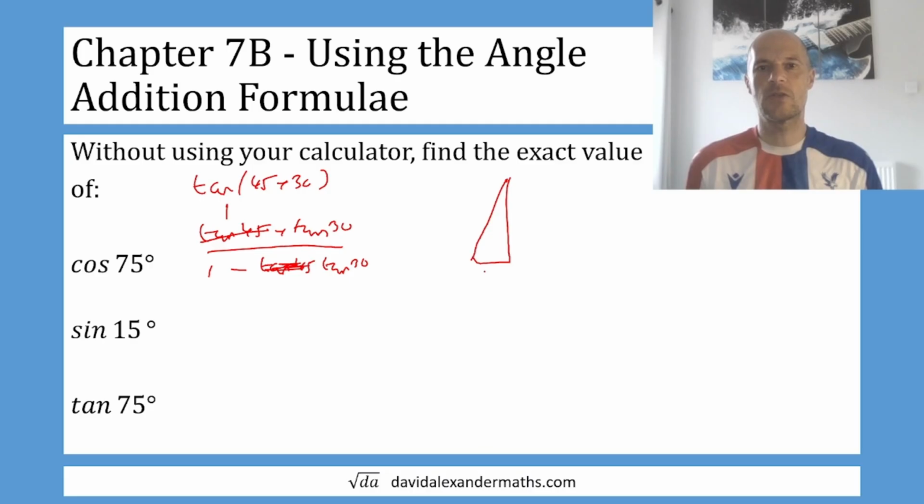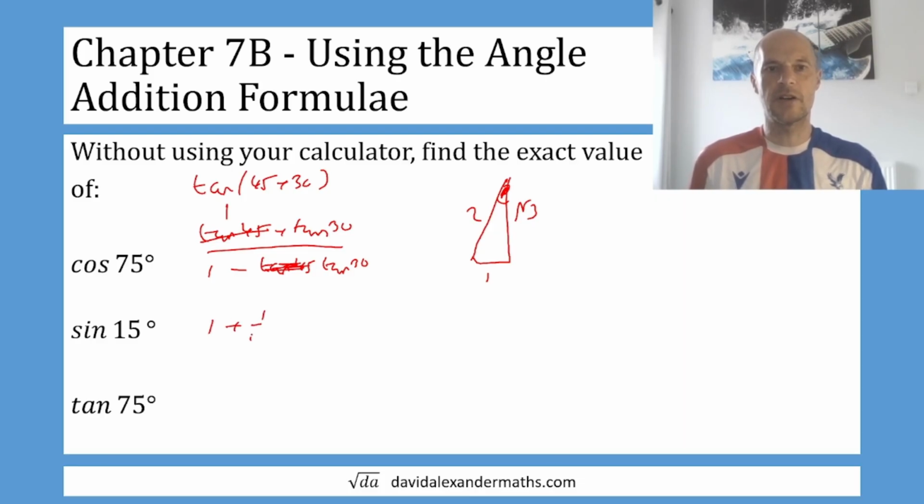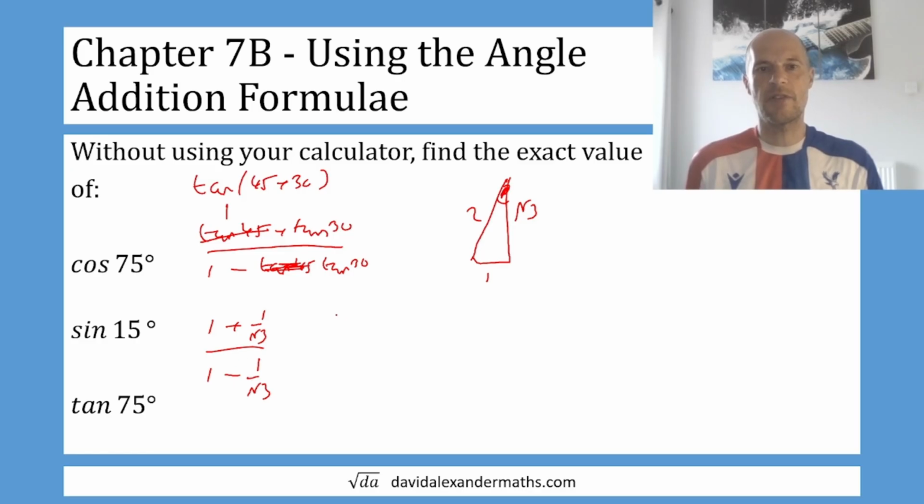So here's my triangle, 1, 2, root 3. So here's my 30-degree angle. So it's 1 over root 3. So it's 1 plus 1 over root 3 over 1 minus 1 over root 3. So that is the exact value of tan of 75. However, you might want to tidy this up a little bit. Can we get a slightly better answer?